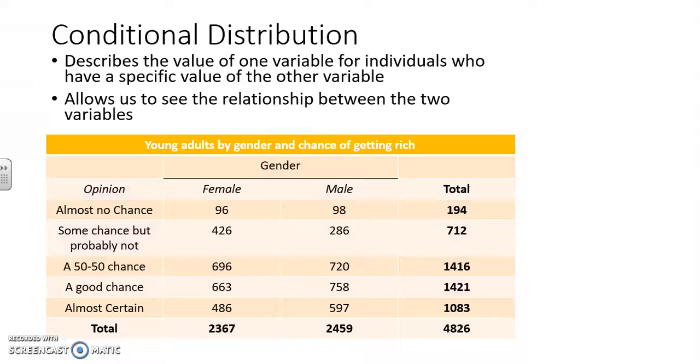Let's take a look at conditional distributions. Now, marginal totals can tell us what percent of individuals in our sample fell within each category, but they can't really tell us what the relationship between the two variables are, and that's when the conditional distribution comes into play. It describes the value of one variable for individuals with a specific value of the other variable. It also allows us to see the relationship between the two variables. So let's take a look.